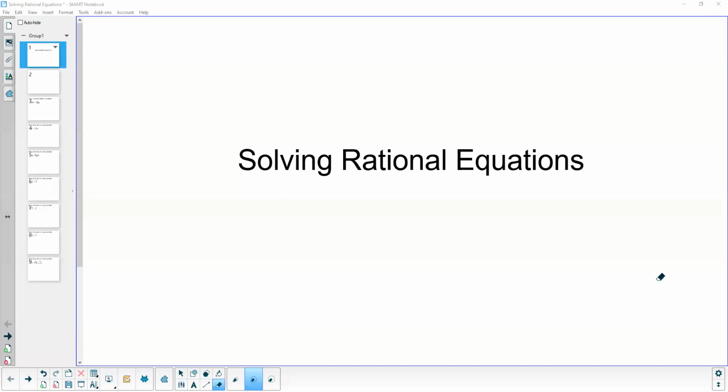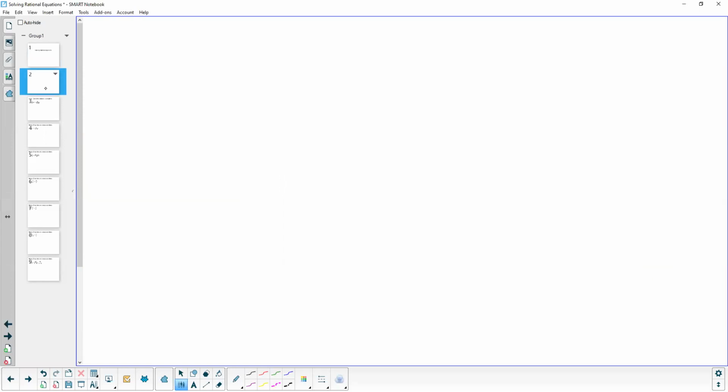Hi, this is Mrs. Kidman, and in this video, we are going to be discussing how we can solve rational equations. So when it comes to solving rational equations, we're either going to see two things. We are going to see just an equal sign between two expressions, or we are going to see an add or subtract sign with that equal sign.